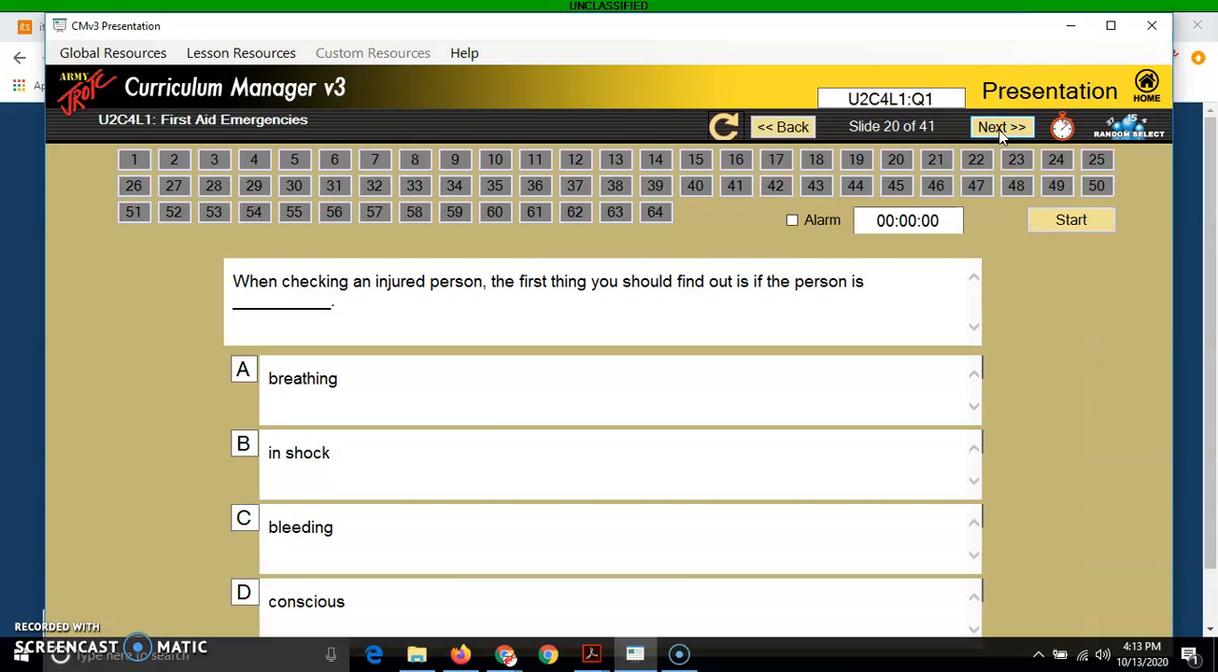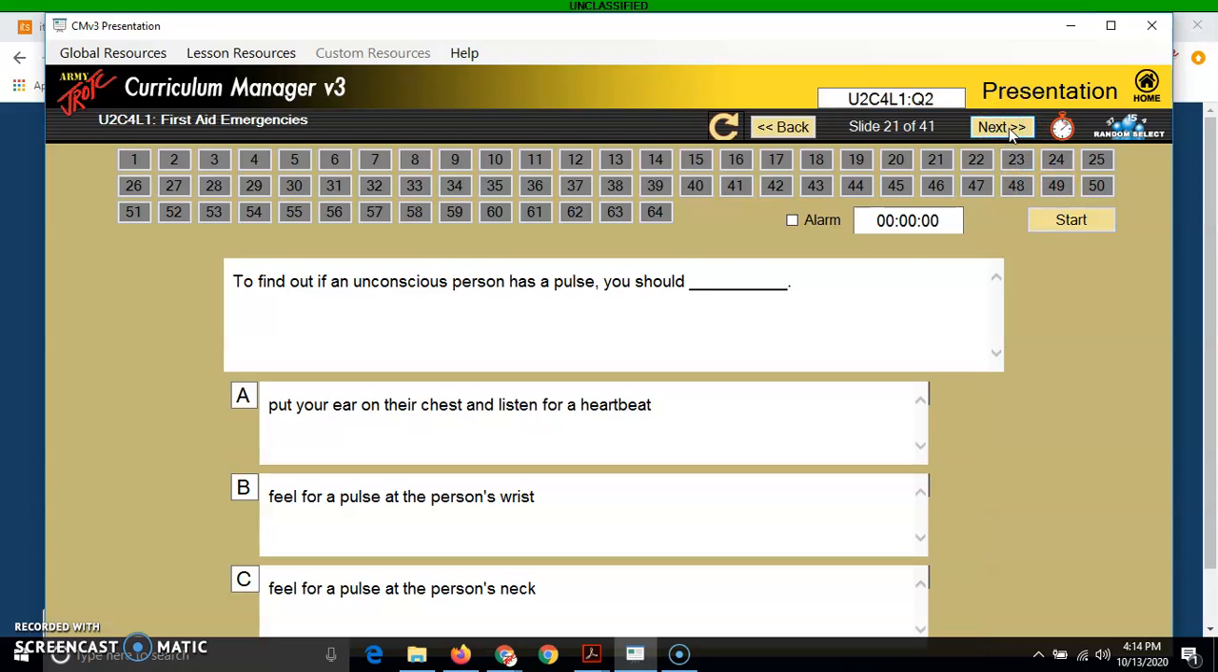Okay, when checking an injured person, the first thing you should find out is if the person is breathing, in shock, bleeding, or conscious. And from your reading yesterday, the first thing you're going to do is check to see if they're conscious. They might have their eyes closed, going up to them, say, hey, are you awake? Are you conscious? They might open their eyes. But that's the first thing you do.